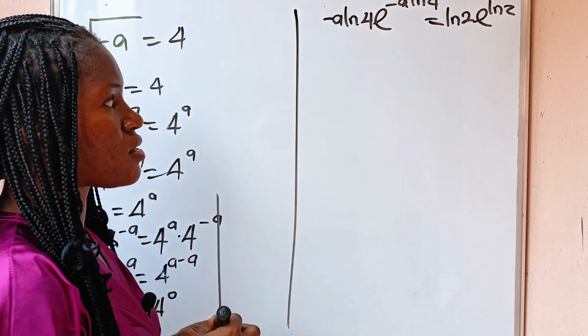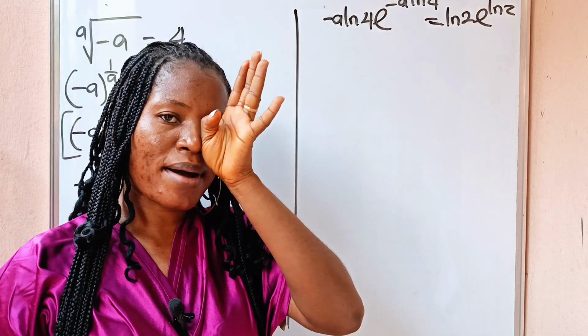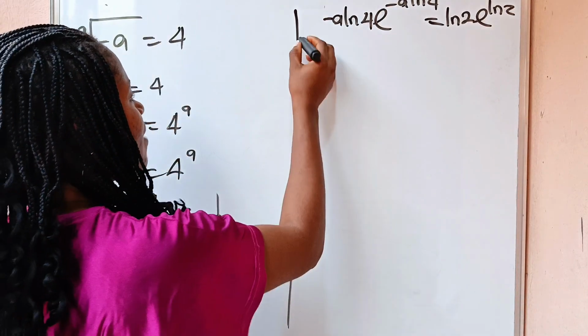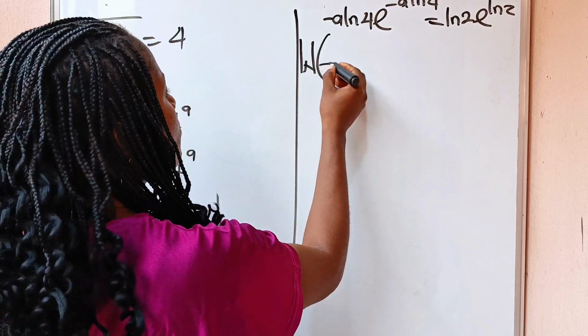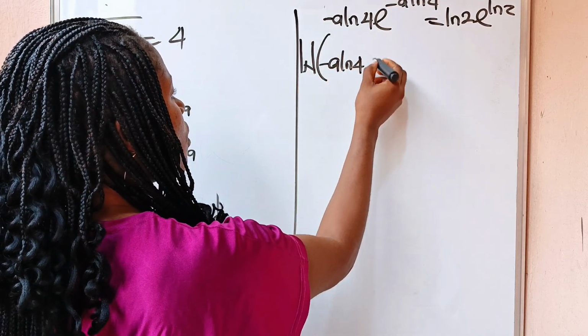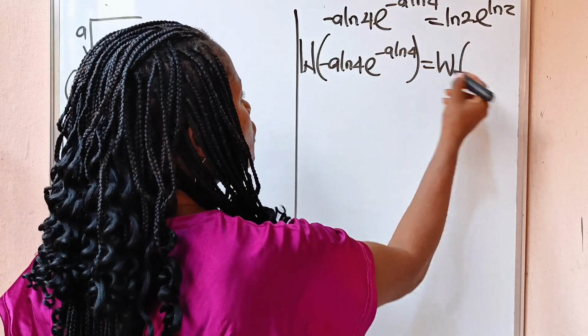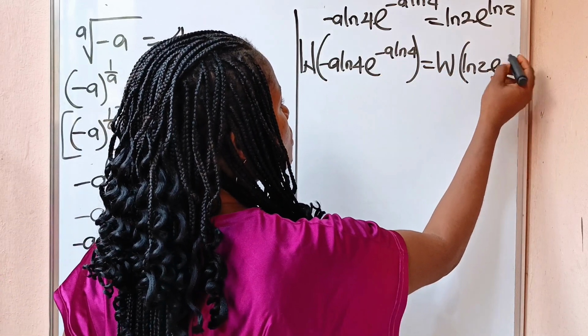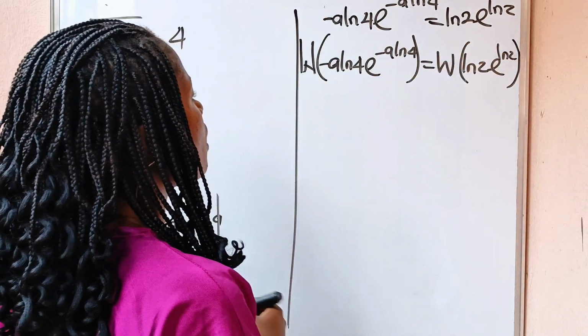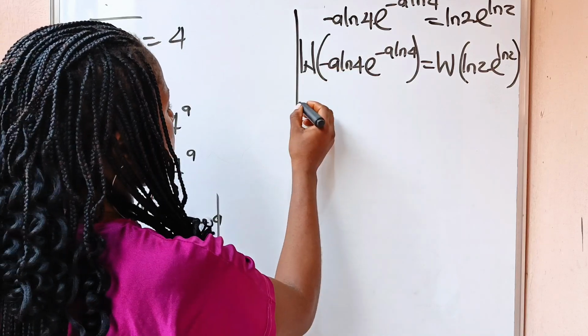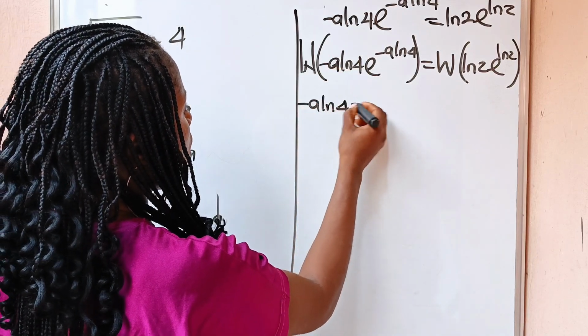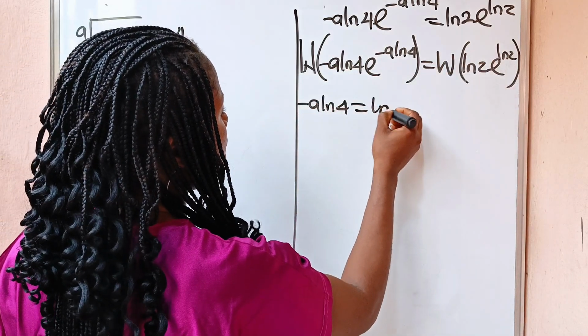So this is what we have. All right, now it is the right time to introduce the Lambert W function. Okay, so we have the Lambert W function of minus a ln 4 times e to the power of minus a ln 4 is equal to the Lambert W function of ln 2 times e to the power of ln 2. Okay, so this is going to give us this, right? Minus a ln 4 is equal to, and this will give us ln 2.